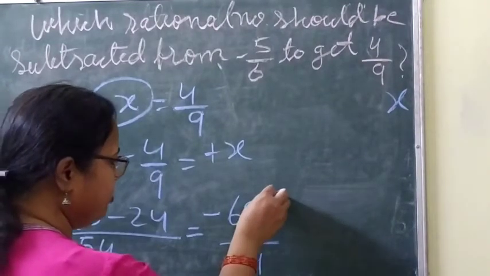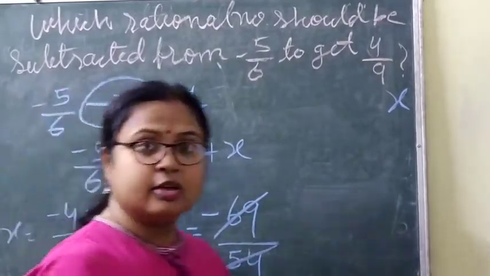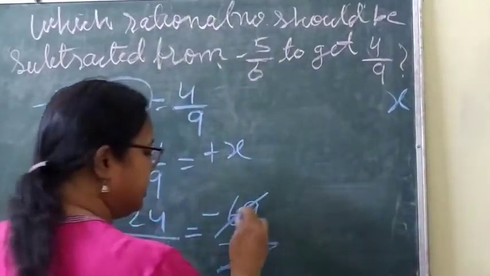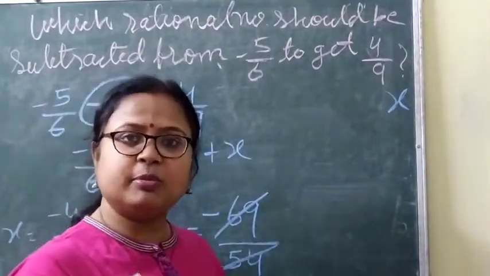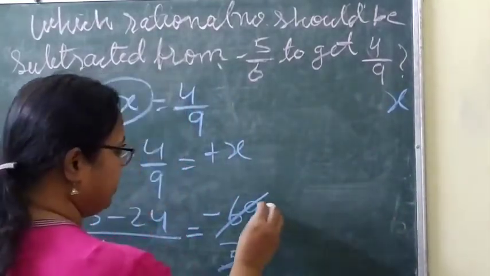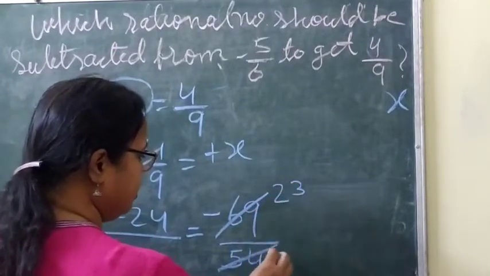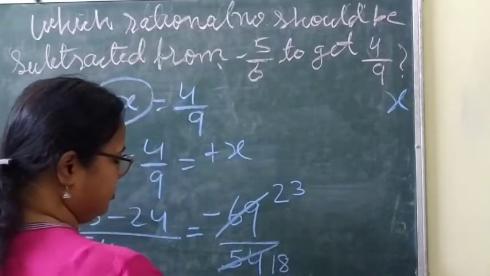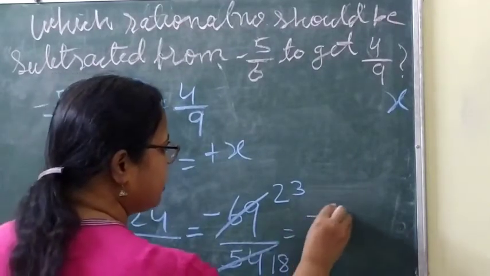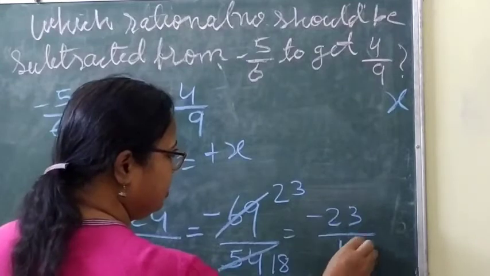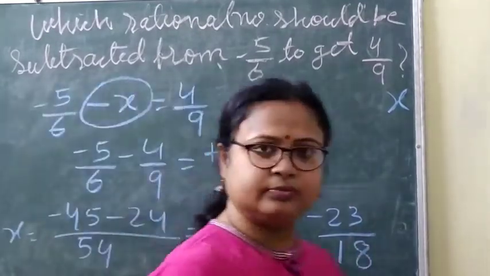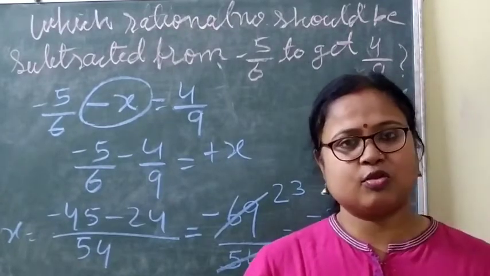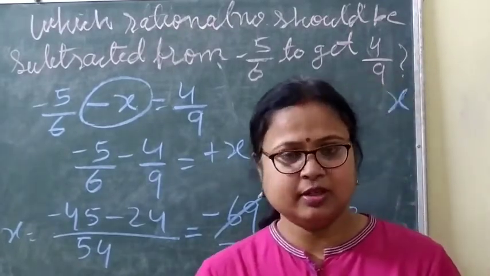You can cancel it because the common factor of 6 9 and 54 is what? 3. Yes. So we can divide both the numbers by 3. So we can write 3 2s are 6, 3 3s are 9 and 3 1s are 3, 2 here, 3 8s are 24. So the final answer will be what? Minus 23 by 8. Okay? No problem? Now I think you can solve. Let's do one more question.